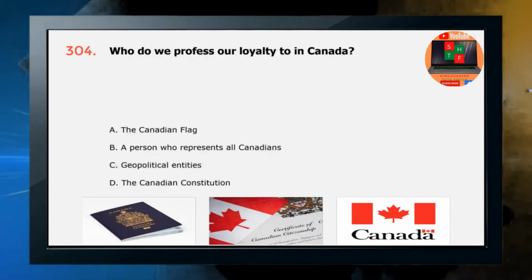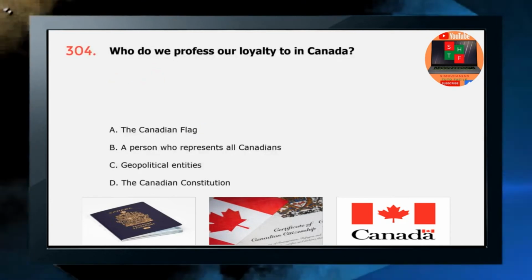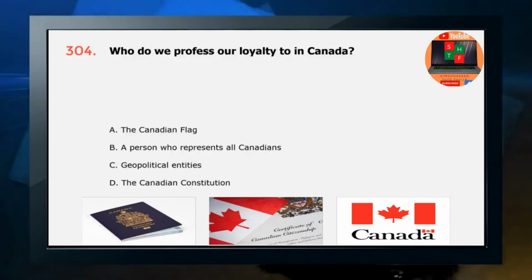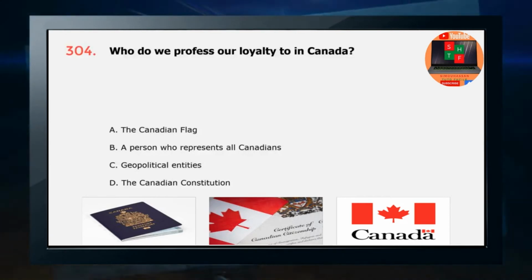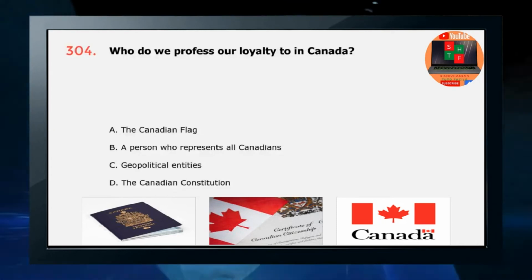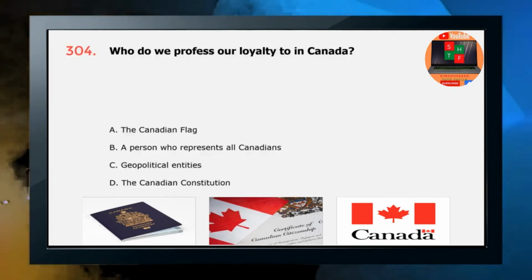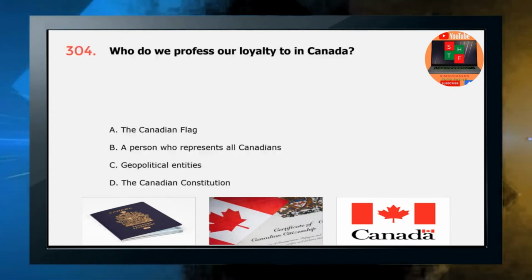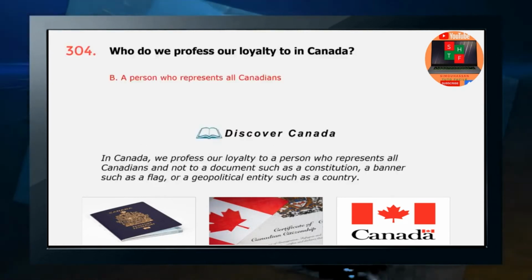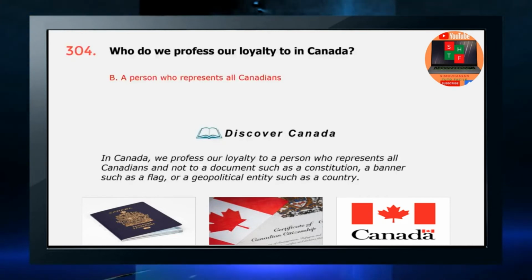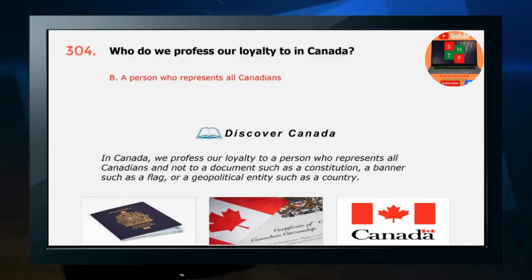Question 304. Who do we profess our loyalty to in Canada? A. The Canadian flag. B. A person who represents all Canadians. C. Geopolitical entities. D. The Canadian Constitution. The answer is B. A person who represents all Canadians.